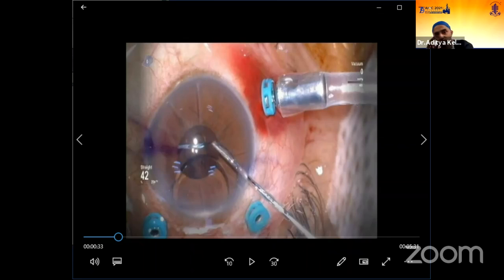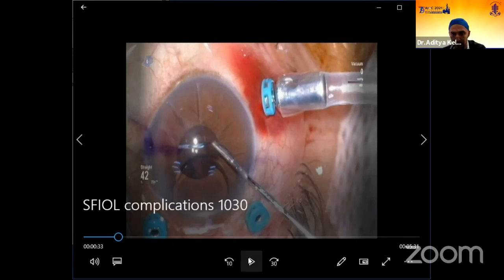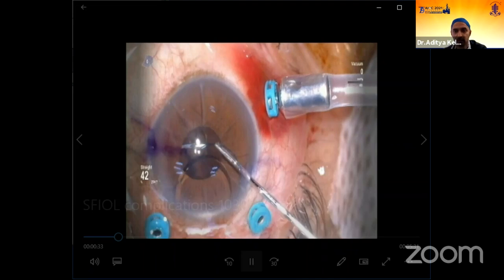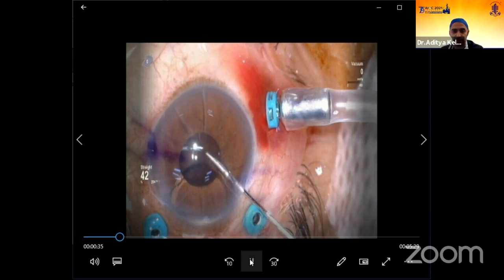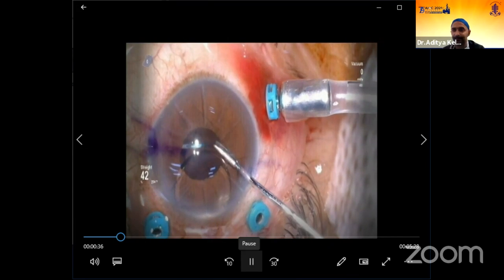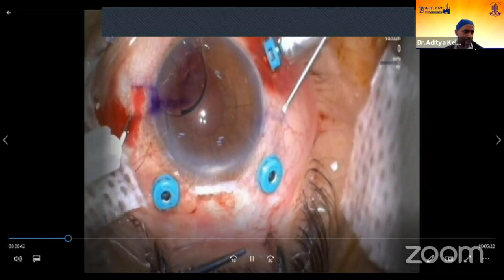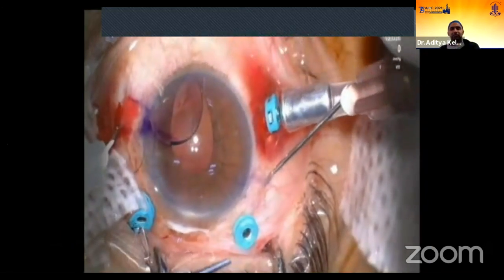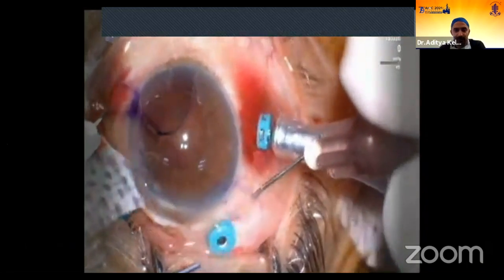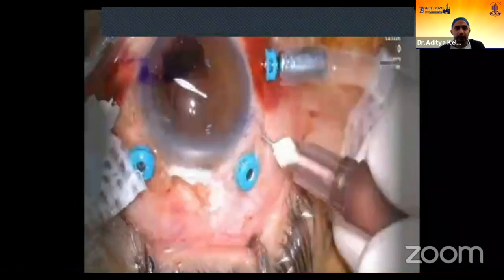Hello. Okay. All right. So this is a presentation about complications of the scleral fixated IOL. This is a patient who is post RK. So we are doing the Yamane scleral fixated IOL in this case.